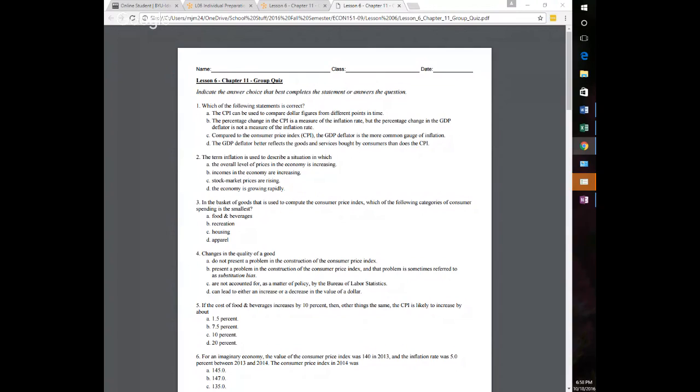You see why, Bob? No, I was going to ask. It's because in the book where it shows the graph that weights all the different portions of the CPI, food and beverages is 15%. So 15% of 10% is 1.5%. Okay.